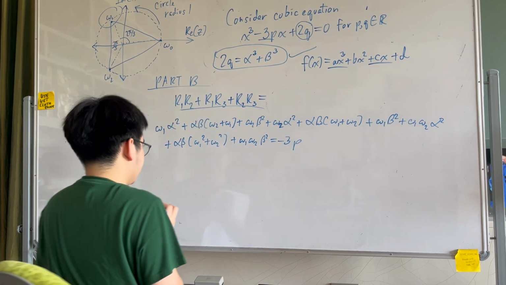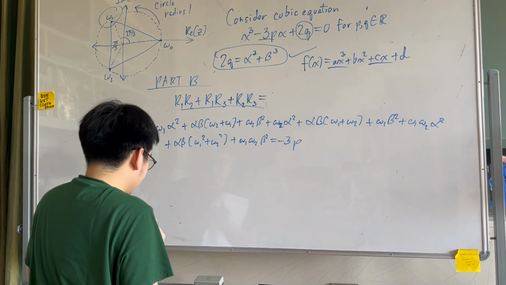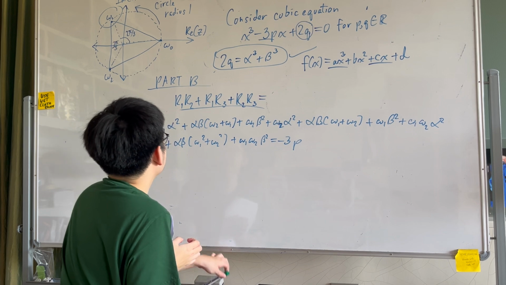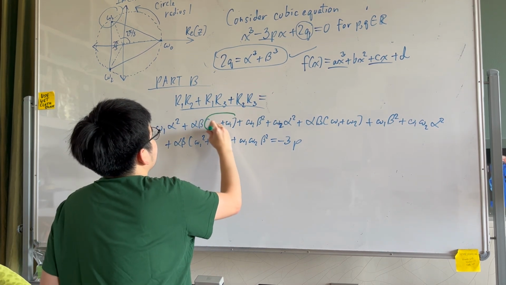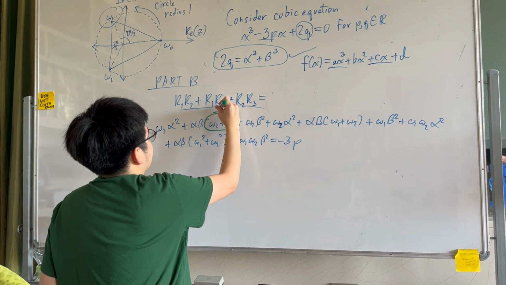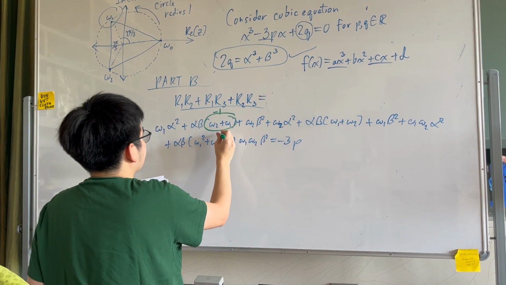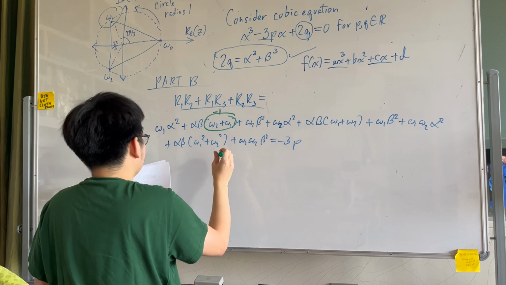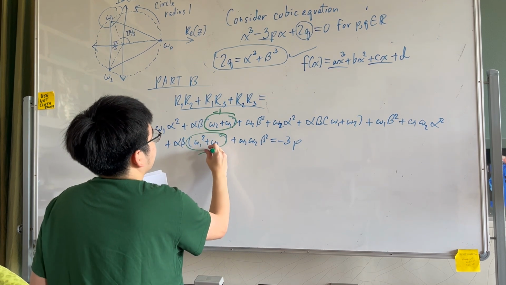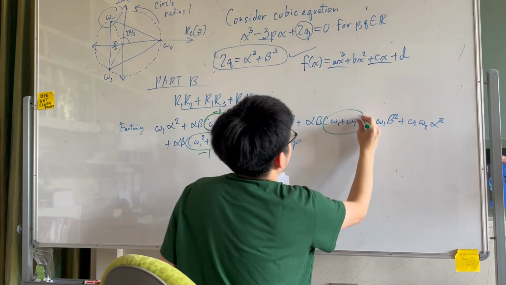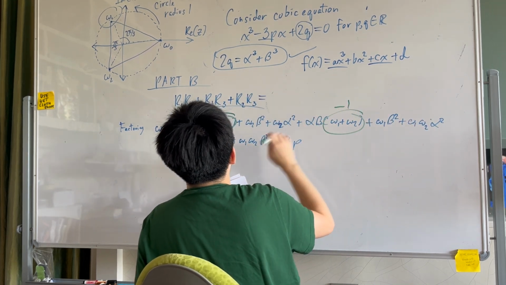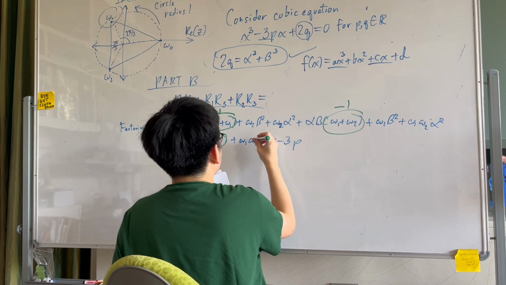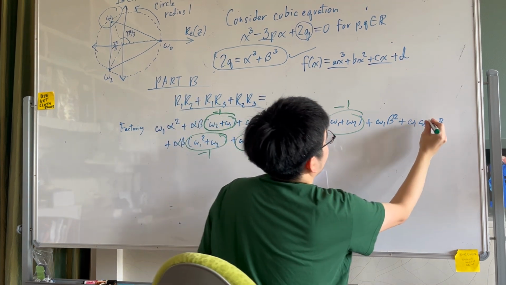And now let's do this in color coding, otherwise I'm going to lose my mind or make a mistake again. This is negative 1. This is also negative 1. This is negative 1. This is negative 1. This is omega 1 omega 2, that's just 1. That's just 1. And then that's just 1.